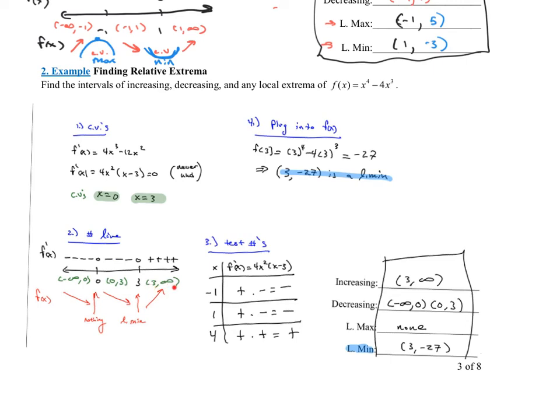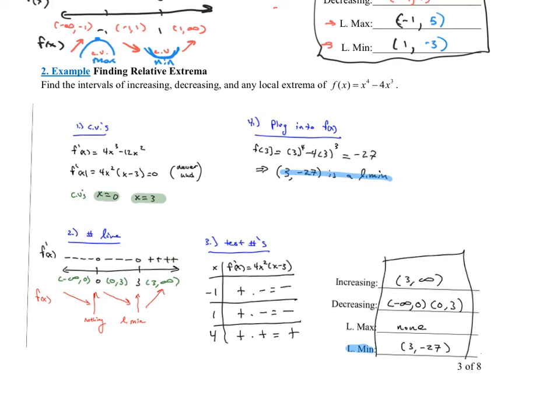I looked for a test point between 3 and infinity. I picked the number 4. Plugging the number 4 in, my first factor was positive. My second factor was positive. And a positive times a positive is positive. Because the test point was positive, that entire interval must be positive.